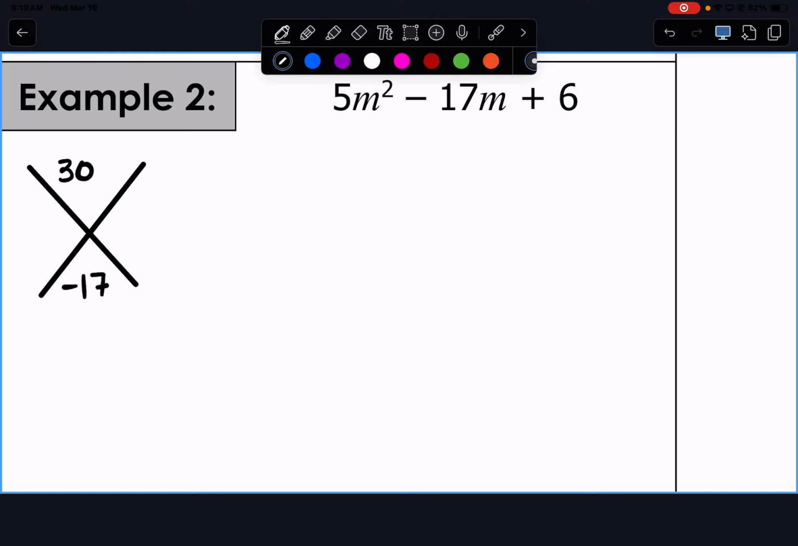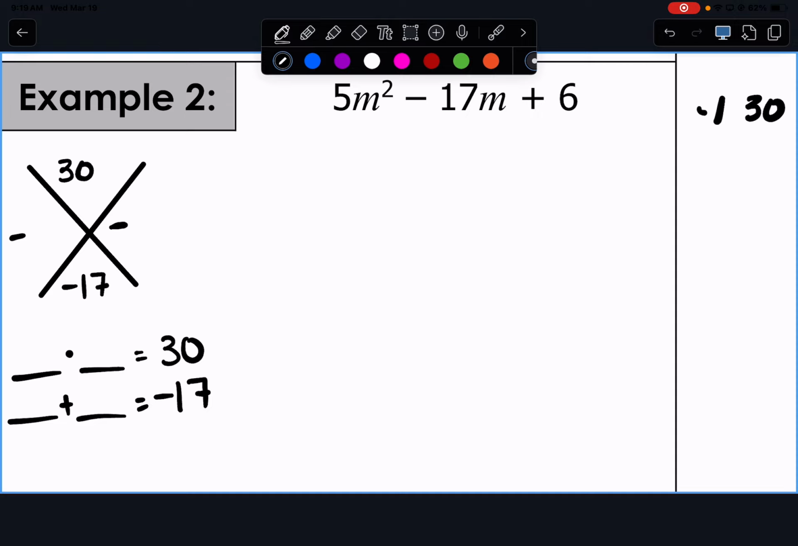All right, to multiply and get a positive number, I either need a positive positive or a negative negative. Which one do I need in this problem? Negative negative. So I have to add to get a negative number. Okay, I'm saying what multiplies to give me 30 and what adds to give me negative 17. What are my factors of 30? 1 and 30. Can I use 1 and 30 to get there? 2 and 15? Can I use those? Okay, so negative 2 and negative 15.